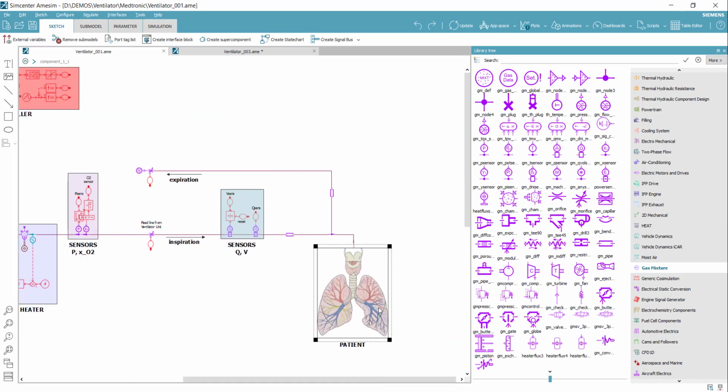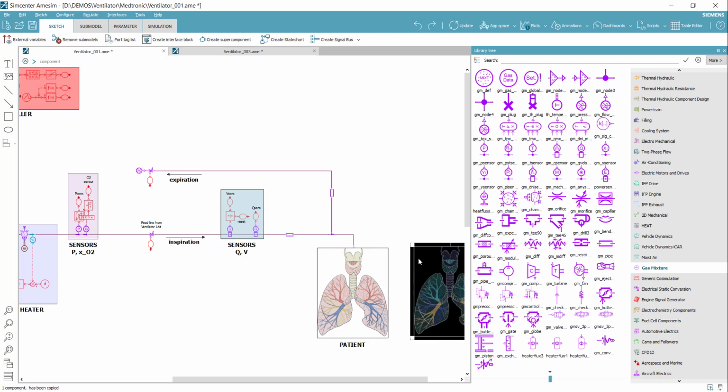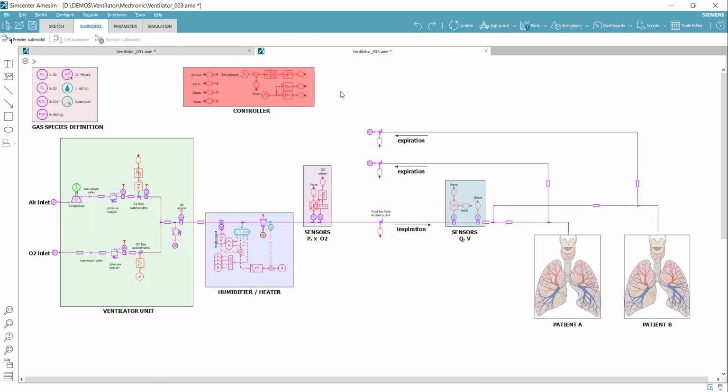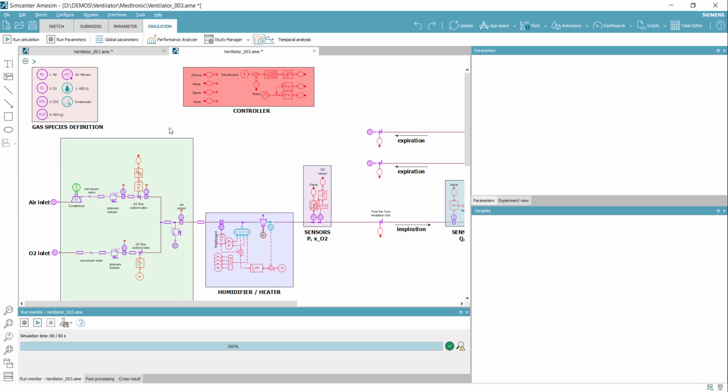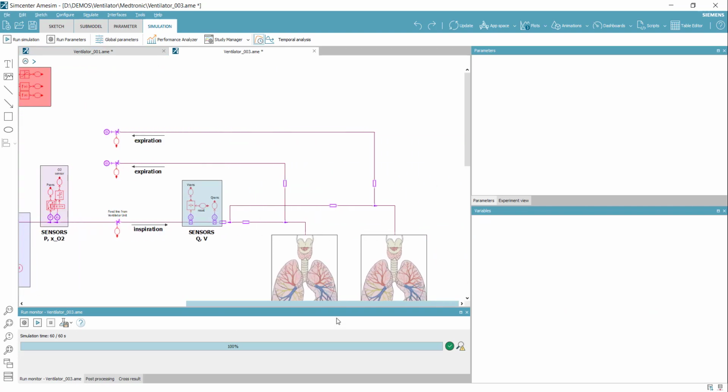We can go back to the sketch, simply duplicate the patient, and then we have to make connections so that there is a single inspiration from one ventilator unit to both patients, but then a separate expiration. This is what I've done in this model, where we can see there are two patients, patient A, patient B. Assuming that the patients are completely equal, but they're now fed through the same ventilator.